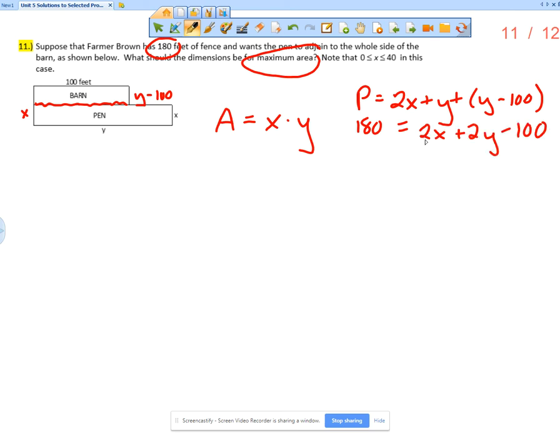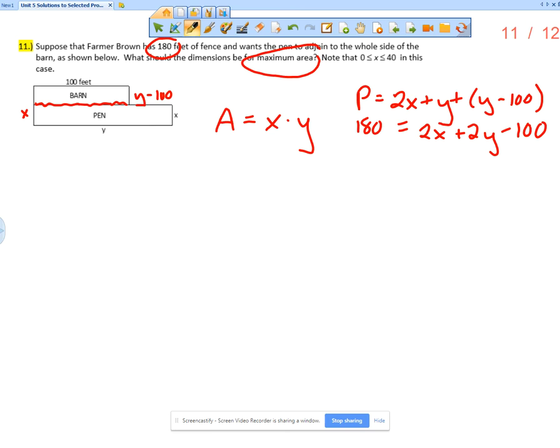All right, so then what would we do? Well, we're going to get rid of either x or y in our area. All right, and so we would solve this for x or y and then substitute in so that we have area as a function of just x or just y.